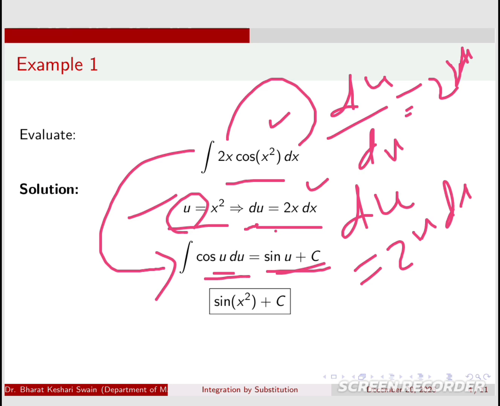Okay, this is the integration, but we have to substitute back the value of u. What is the u? u equal to x square. So the final answer will be sin x square plus c. Clear? Okay, come to the next example.